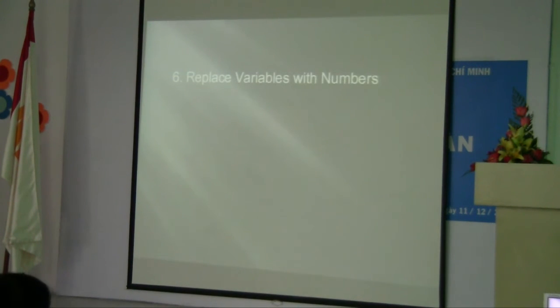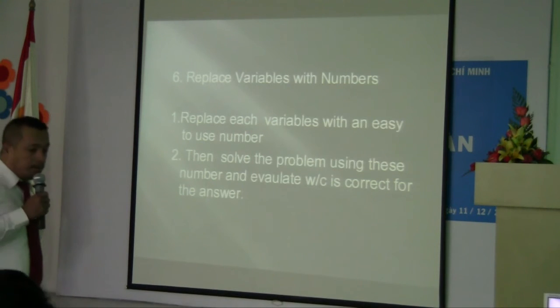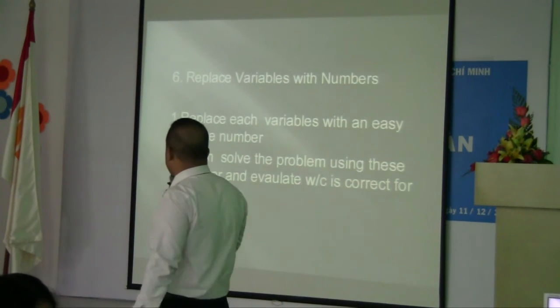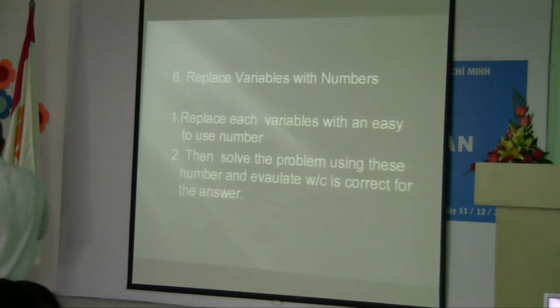What is this? An example of an exam which replaces the variables with numbers. A is equal to 1, B is equal to 2. Look at example number 6. Replace each variable with an easy to use number. Start with the smallest positive number, solve the problem using these numbers and evaluate which answer is correct. That is for number 6. We have 100 tactics or types of this.